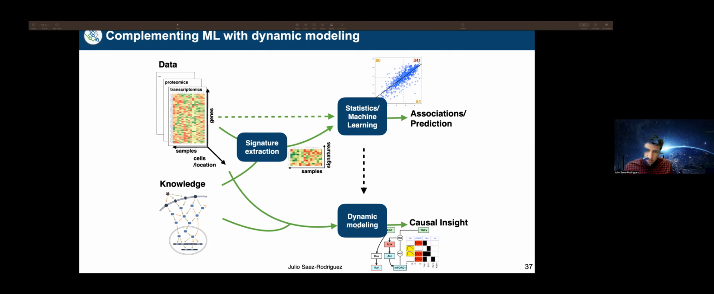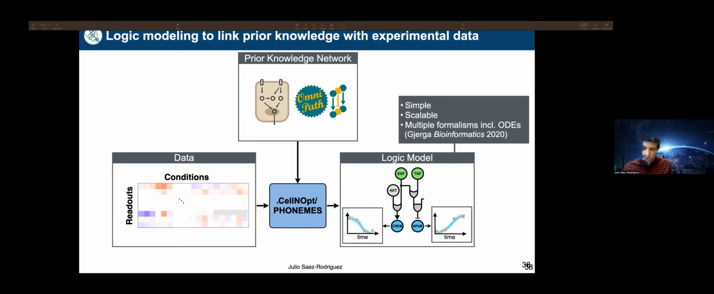And for doing this, over the years we developed a methodology and tools called CellNOpt and PhosphoNetworks that take data after perturbations, and again prior knowledge coming from OmniPath, to build so-called logic models. And so these logic models are simple descriptions of the molecular processes in the cell, by analogy with an electrical circuit, with logic gates and so forth. But still, they can be built as dynamic models, so we can monitor different features over time.